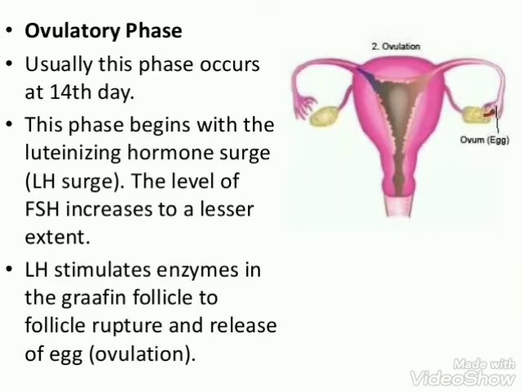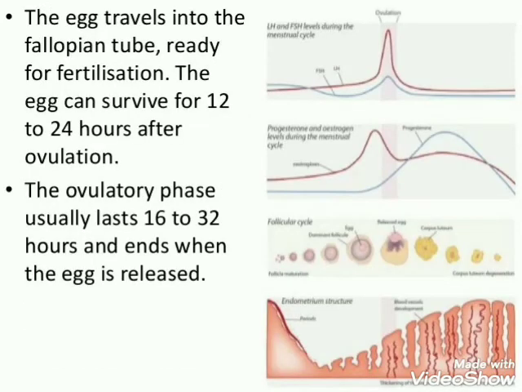Another phase is the ovulatory phase, which usually occurs at the 14th day of the menstruation. In this phase, rapid secretion of LH, or luteinizing hormone, induces the rupture of the Graafian follicle, thereby leading to ovulation, or release of the ovum. The egg or the ovum travels into the fallopian tube and is ready for fertilization. This egg can survive for 12 to 24 hours after ovulation. The ovulatory phase usually lasts for 16 to 32 hours and ends when the egg is released.